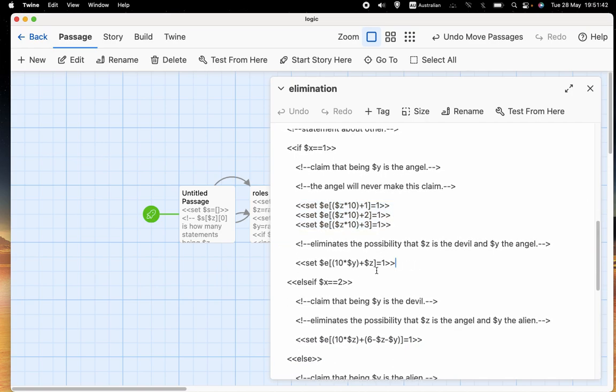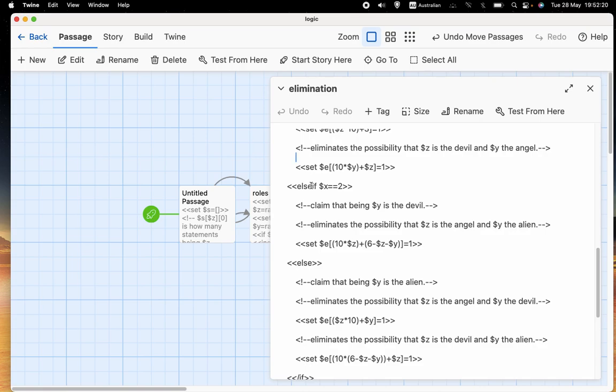It also eliminates the possibility that Z, the being making the claim, is the devil, and Y, the being about whom the claim is made, is the angel, because the devil would never make a true claim. So we eliminate the possibility 10 times Y plus Z. So it doesn't eliminate the possibility that Z is the devil. It only eliminates the possibility that Z is the devil and Y is the angel. It could still be the case that Z is the devil and Y is the alien, because then the devil could falsely claim that Y is the angel.